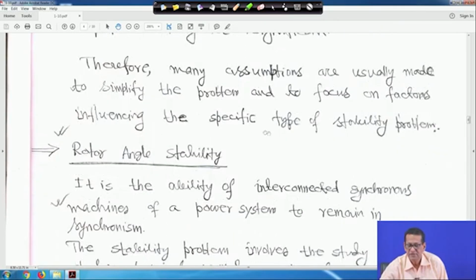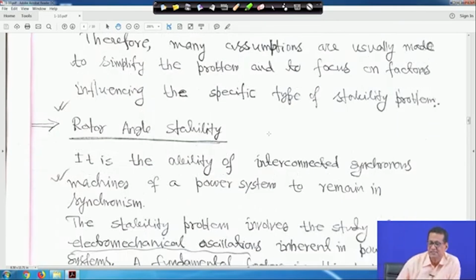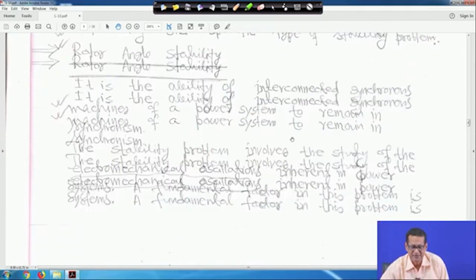So many assumptions are usually made to simplify the problem and to focus on the factors influencing the specific type of stability problem, right. So as a whole we need not consider all the things, but only those things that will be affected more, right. So next we will come to rotor angle stability.